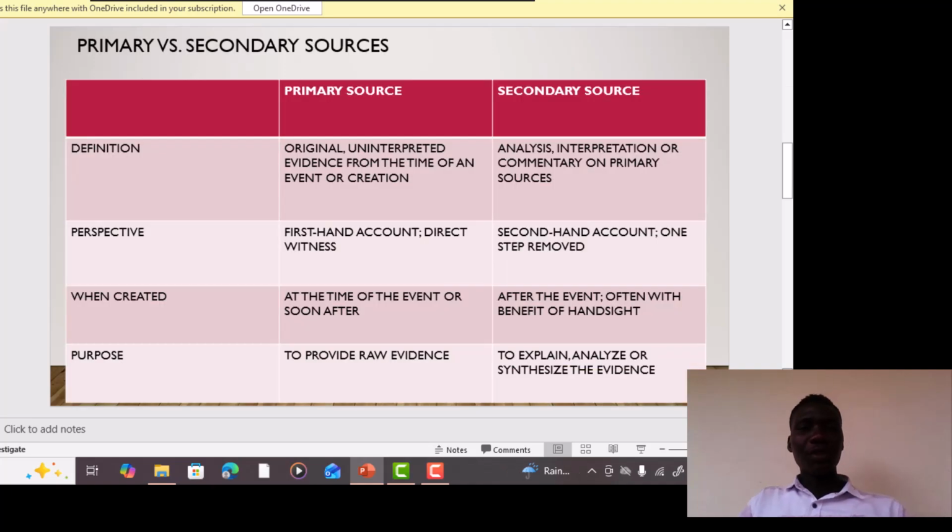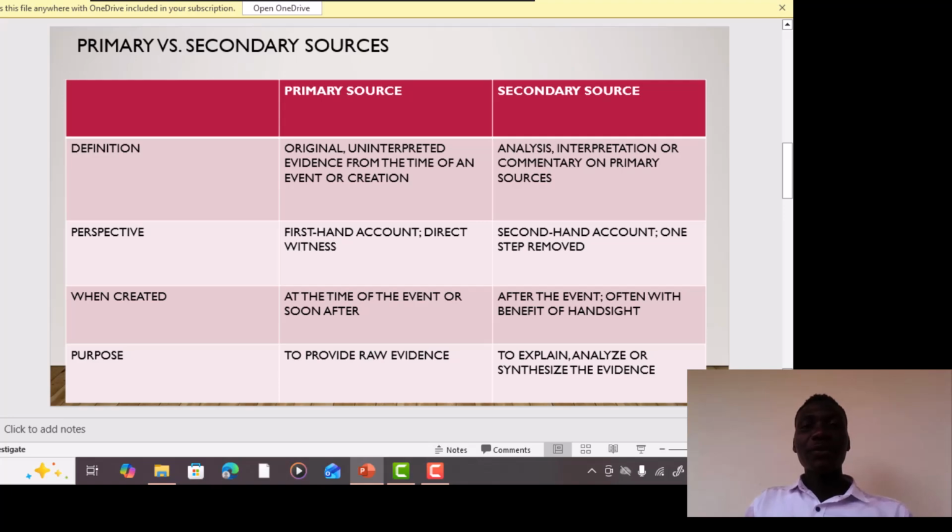Looking at primary and secondary sources of information: when we talk of a primary source of information, by definition, it is original and uninterpreted evidence from the time of an event or creation. Meanwhile, when we talk of a secondary source of information, it is the analysis, interpretation, or commentary on a primary source of information.